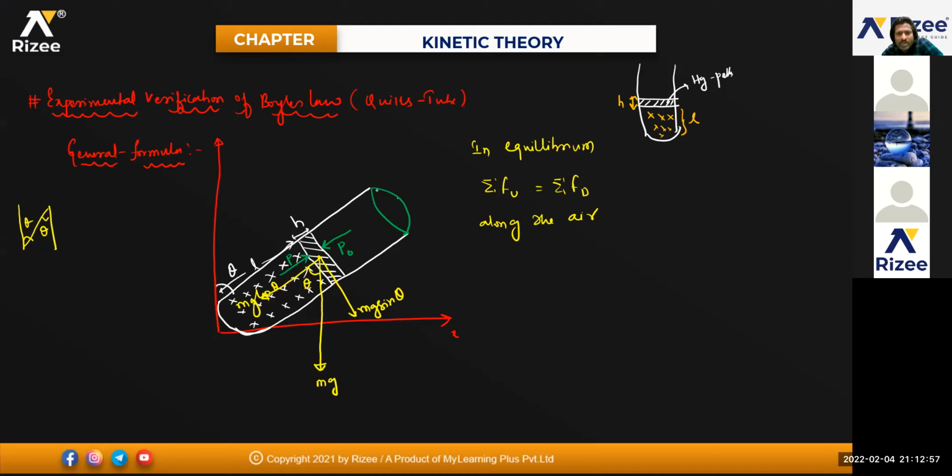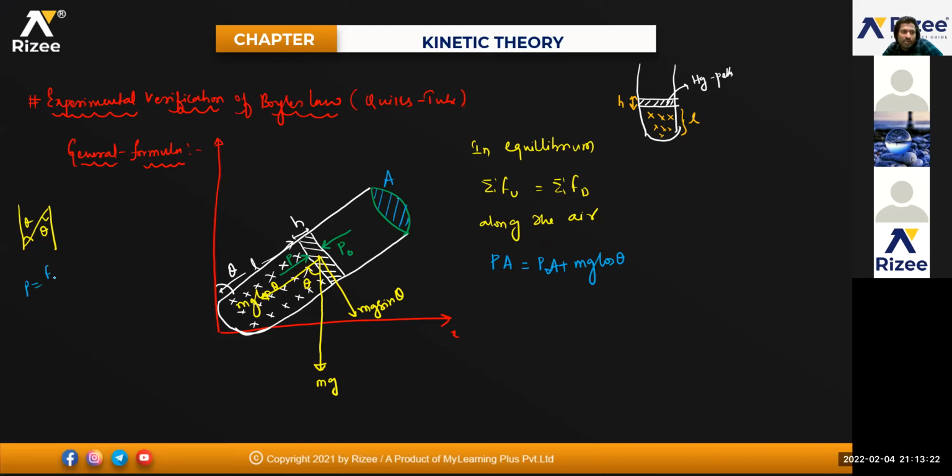If you multiply the pressure with the area of this tube, say A, then in the upward direction the pressure is P. You multiply it with your area, that will give me the force, isn't it? That must be equal to the pressure along the liquid column, that is P naught into area A plus mg into cos theta.